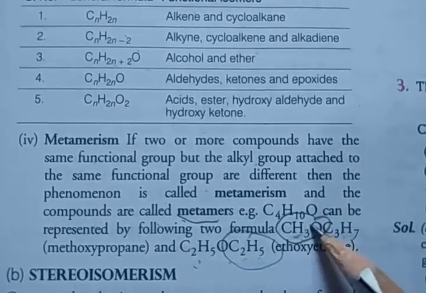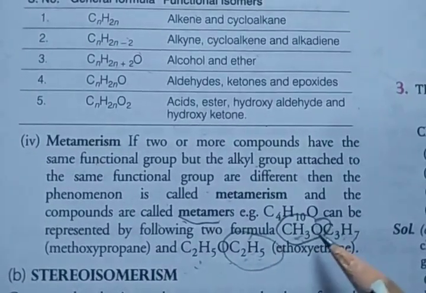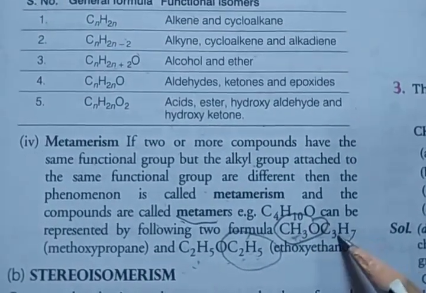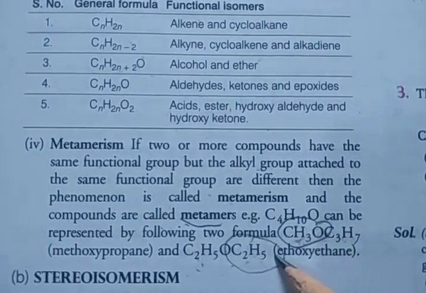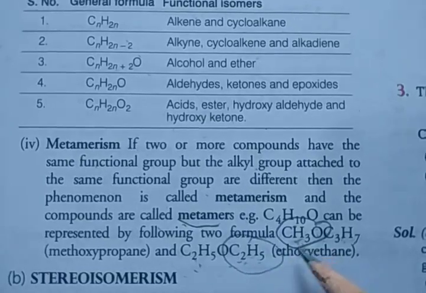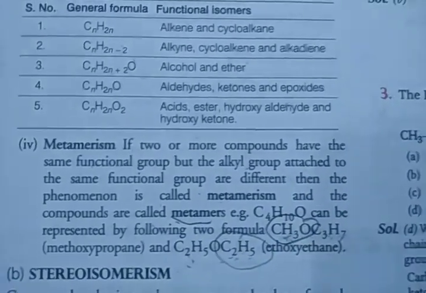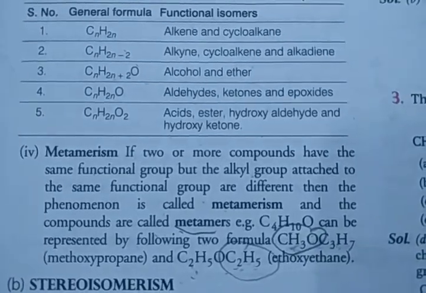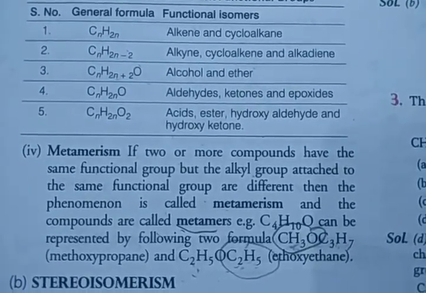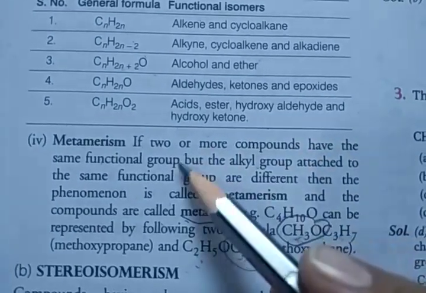Both are ethers. The functional group is the same, but the alkyl groups attached to it are different: here one CH3 group and three carbons, here two carbons on each side. Clear? So if two or more compounds have the same functional group but different alkyl groups attached, this phenomenon is called metamerism. So structural isomerism has chain isomerism, position isomerism, functional group isomerism, and fourth, metamerism.